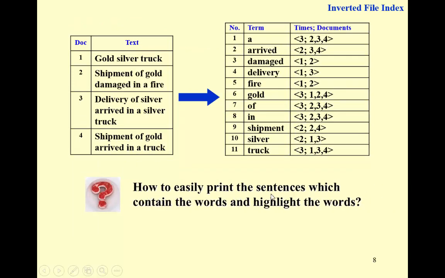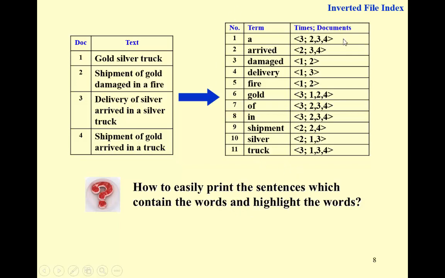How to easily print the sentences which contain the words and highlight the words? If you think about how we use a search engine, when we input one word and click on search, in return, the search engine will not only show the document number or say a link to that document, but instead it shows a piece of sentence that contains that word, right? And with that word highlighted. And how can we do that?